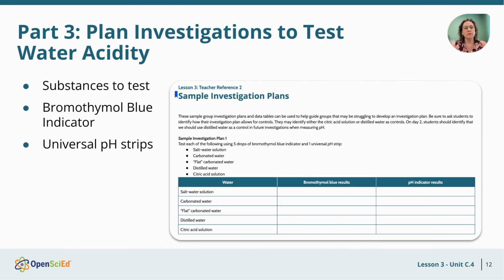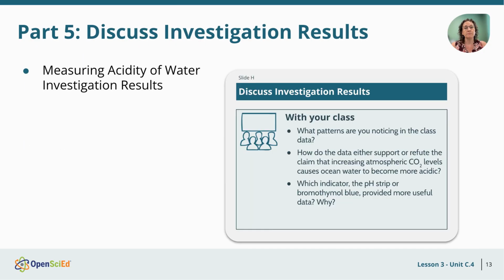This moment is important because it allows them the freedom to design their investigation however they would like, and it also gives students an opportunity to generate their own data with the bromothymol blue indicator and universal pH strips. Before designing their investigations, students will have an opportunity to explore the benefits and limitations of the 2 indicators and what they can collect from each.